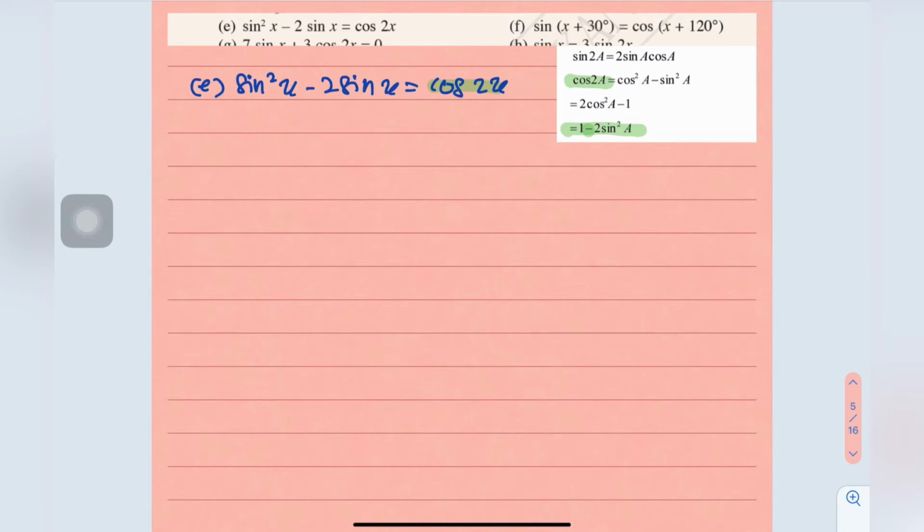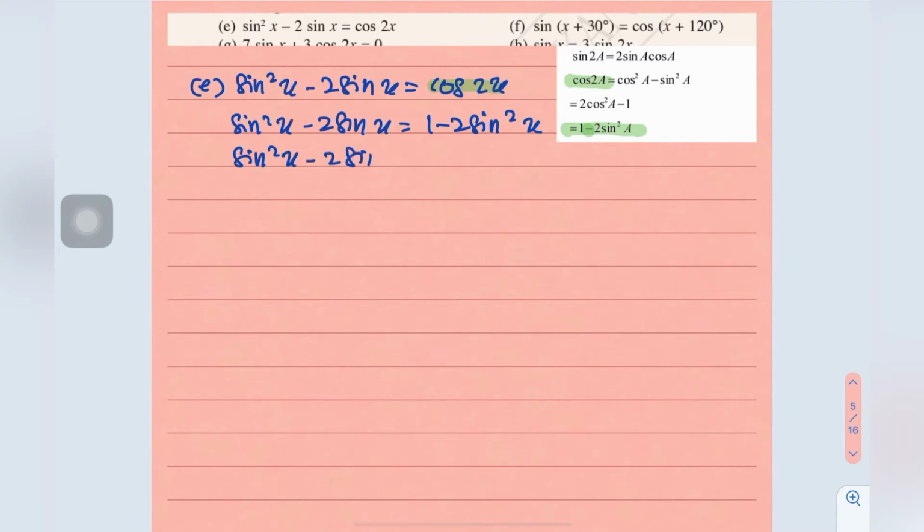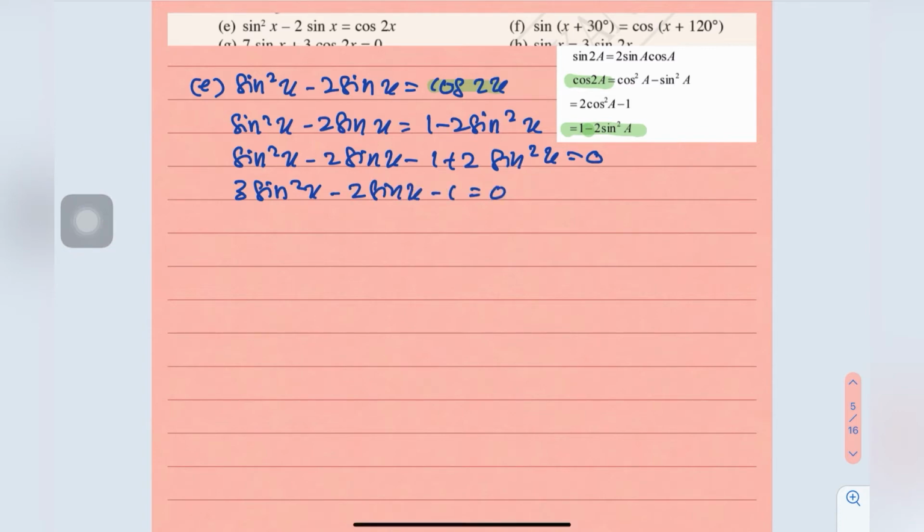In this situation, cos 2x is 1 − 2 sin²x. So then we make it equal to 0 and simplify. This one is sin²x − 2 sin x − 1 + 2 sin²x = 0. So sin²x plus 2 sin²x is 3 sin²x, minus 2 sin x minus 1 equals 0.